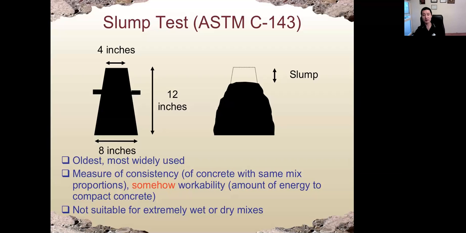Again, this test is a measurement of consistency, or how easily the concrete flows. Somehow we can also measure the workability, or the amount of energy we need to compact the concrete. Consistency is similar to workability, but these two are different. If the concrete is too wet or too dry, we cannot use the slump test. For example, self-consolidating concrete is very flowable, so we do not use the slump test for it. Or if the concrete is too dry, we're going to use some other test.